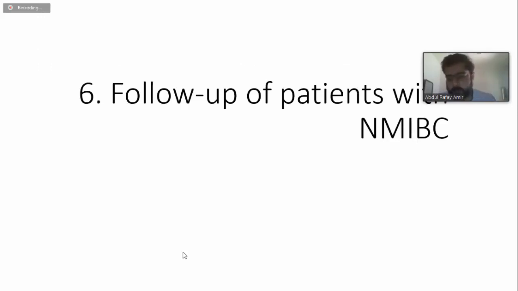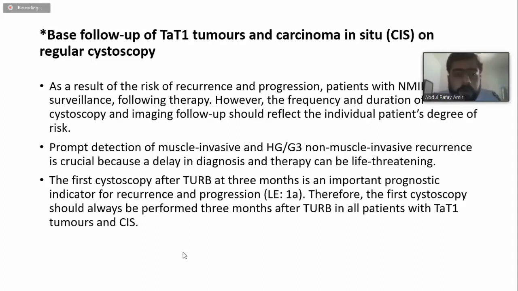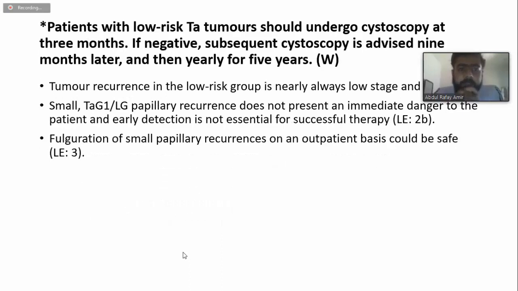Now, the last part of the slides is the follow-up guidelines. Base follow-up of T1 tumor and carcinoma in situ on regular cystoscopy. So cystoscopy is basically the mainstay for follow-up of the patient. A patient with low-risk Ta tumor should undergo cystoscopy at the end of 3 months. If negative, subsequent cystoscopy is advised 9 months later, then yearly for 5 years.